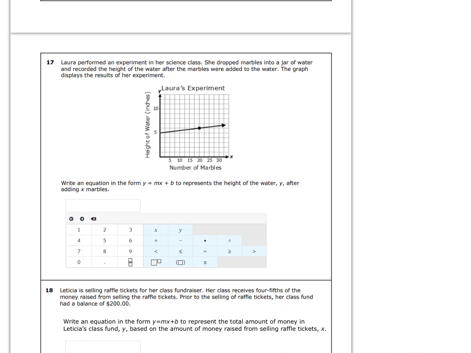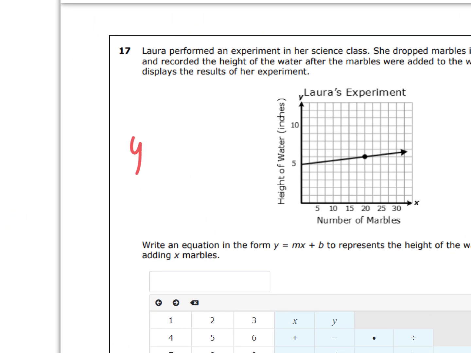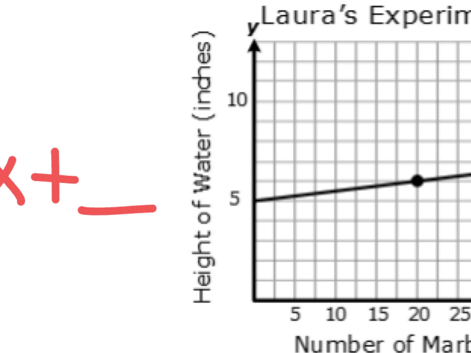Okay, number 17. Laura performed an experiment in her science class. She dropped marbles into a jar of water and recorded the height of the water after the marbles were added. So we've got some marbles and some water, and we want to write it in the form y equals mx plus b. Once again, I'm going to start with the easier one, which is b. Where does it cross the y-axis? At 5. So I already know b without doing anything.